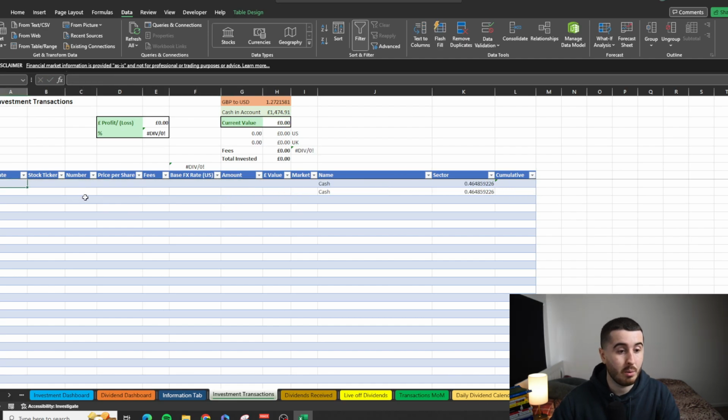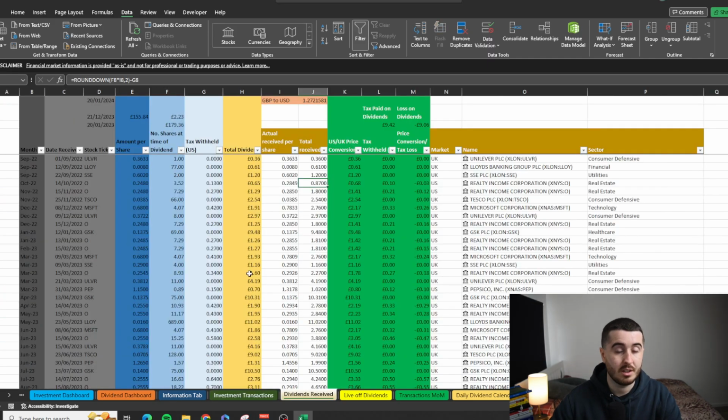And all you need to do now when you're entering in your new data is typing in the date of purchase or sale, the stock ticker, the number of shares that you've bought, the price per share, the fees that you've incurred on that transaction. So this could be the stamp duty, or this could be any transaction fees that your brokerage charges you. The base FX rate, which is at the time of purchase, the foreign exchange rate that your exchange used to convert the US stock from dollars to pounds, and then the rest of these are all formulated. So if you were to type in all your data in these columns, you can continue on with this next part, which is onto the dividends received.